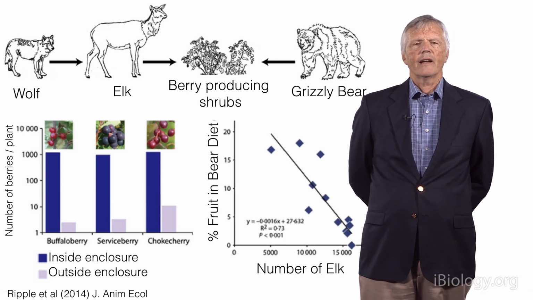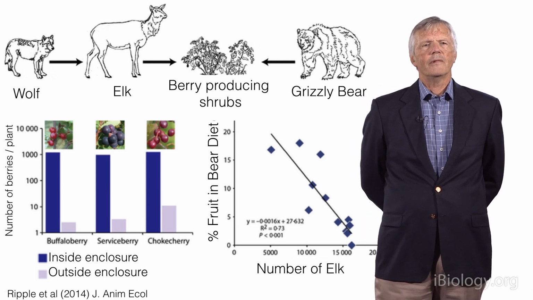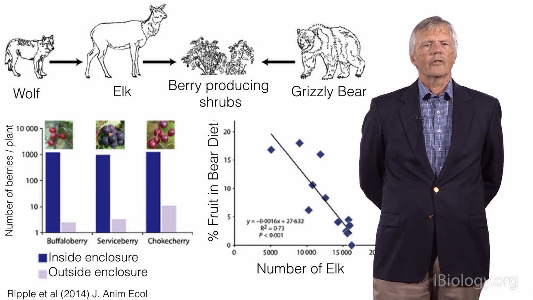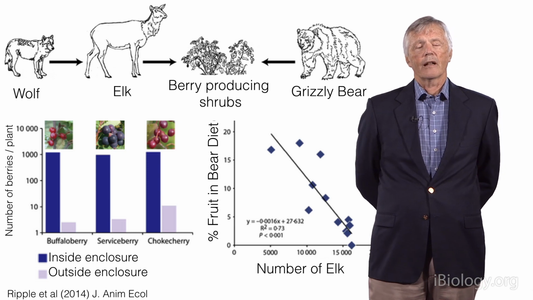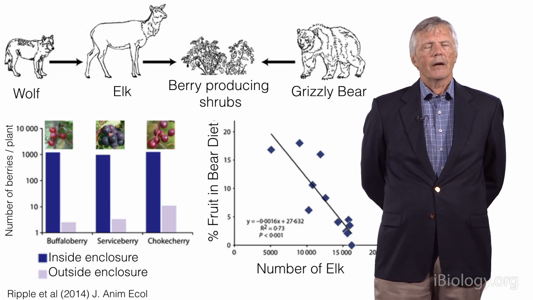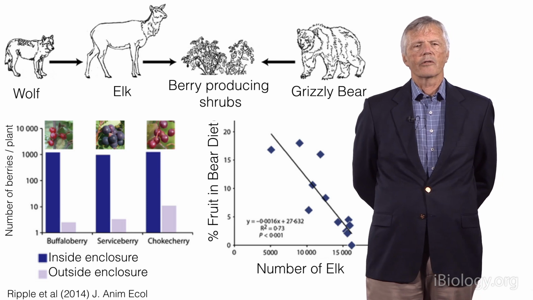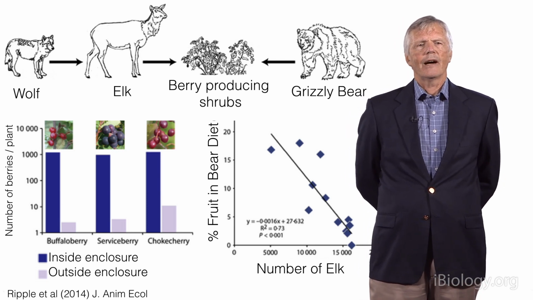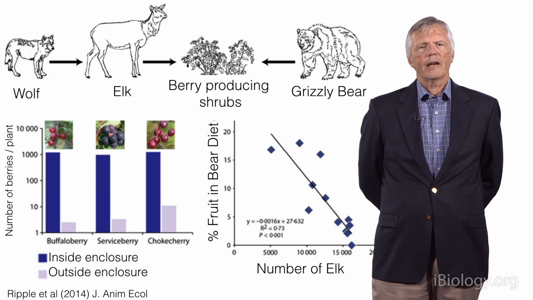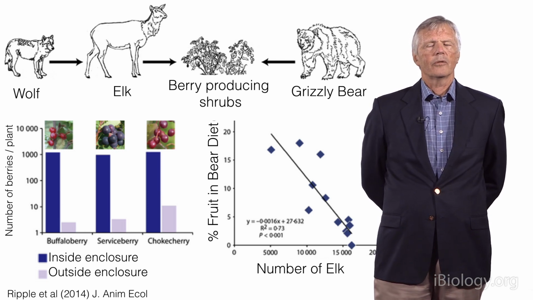As a consequence of that, if you look through time at the proportion of fruit in the diets of grizzly bears, you see how that relates very strongly to elk abundance. That's shown in the panel to the lower right. When elk are abundant in the system, berries are quite rare in the diet of the bears, and when elk are less and less abundant, berries become more and more important to grizzly bears. So here's an example of how the wolf-elk-plant trophic cascade is actually having a knock-on effect on another species.